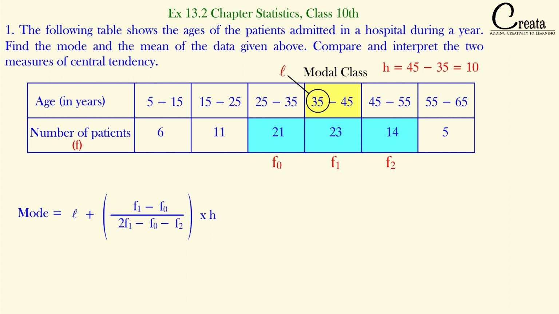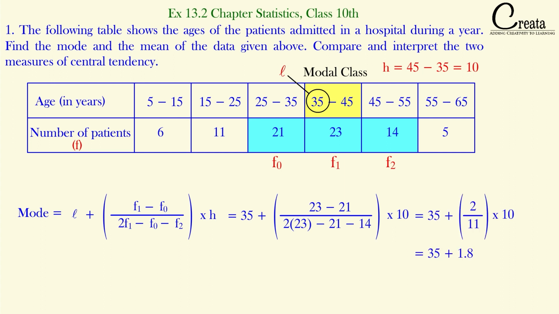Let's put all the values into the formula and solve it. On solving, we got the mode as 36.8. We got the mode between the range 35 to 45, so our mode is correct. If the mode is below 35 or above 45, then we should doubt our answer. The mode should be between the upper and lower limits of the modal class. We got one part of the question.